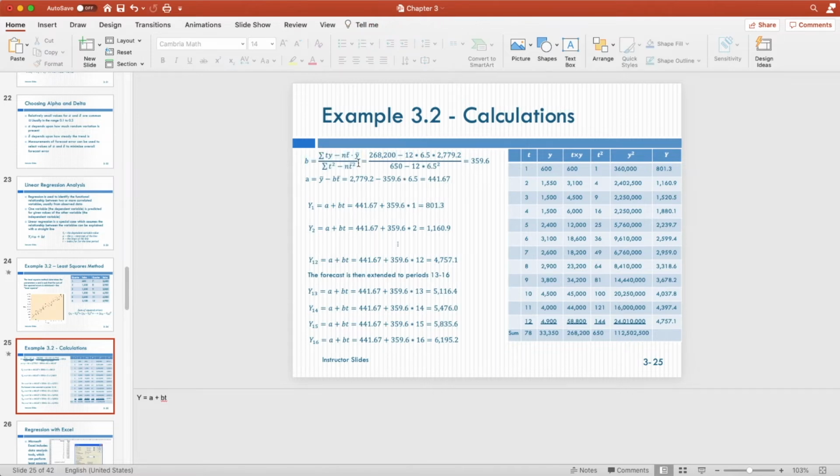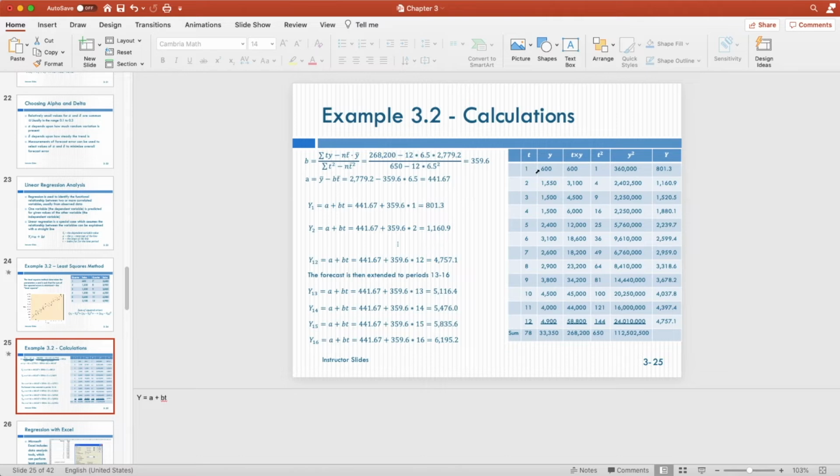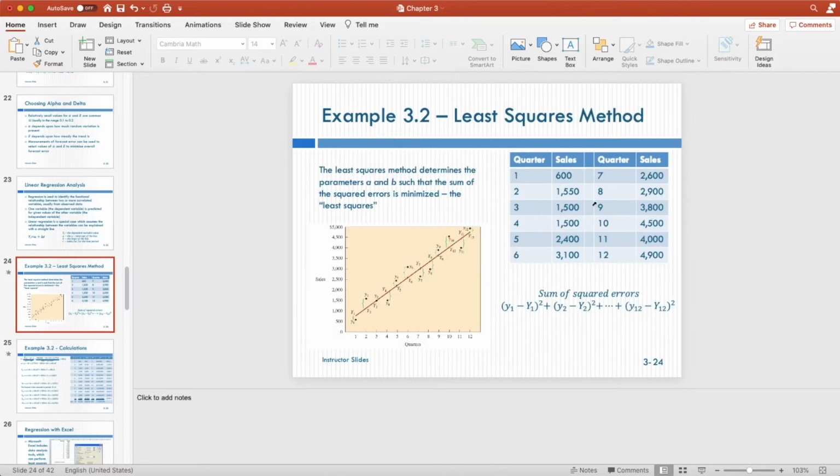Okay, now let's look at this equation. First of all, within this equation, let's look at every element one by one, all right? Here's one called summation ty. Okay, you see here, still the same example. They already put everything at the right hand side, right? T from 1 to 12. Y is basically 600, 1,550, right? You see, all these things are listed in two columns.